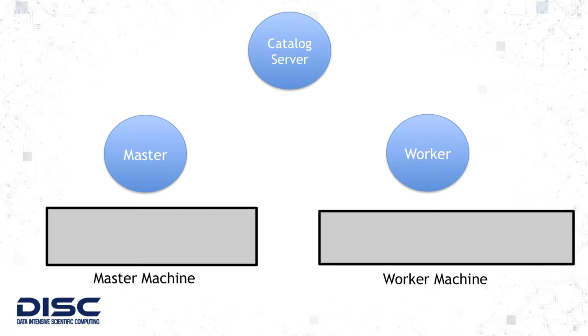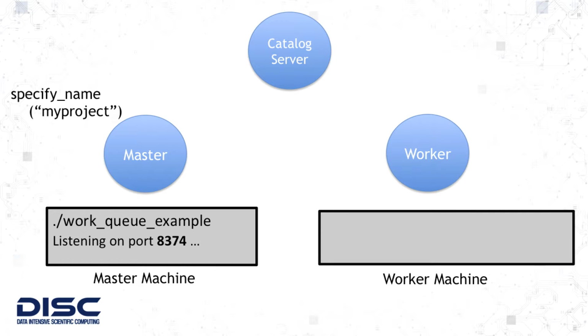Now, keeping track of all these port numbers can get old rather fast, so it's helpful to use project names instead. To use project names, we need the assistance of another process out on the internet known as the catalog server. We run a public catalog server at Notre Dame that can help you to keep track of your computations. So the idea of a catalog server is you're going to run your master, but inside the code of that master, you're going to specify a project name. We'll call it my project in this example.